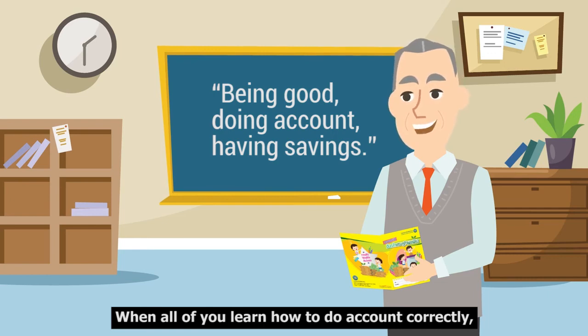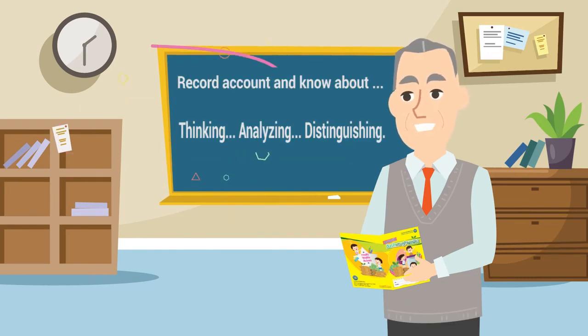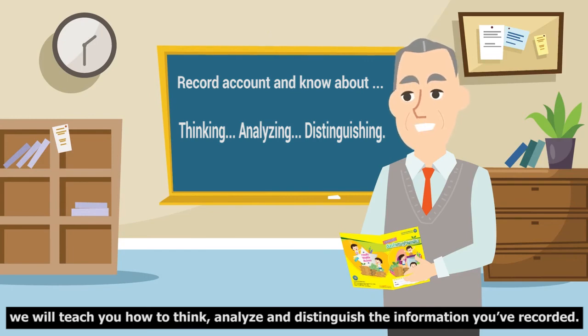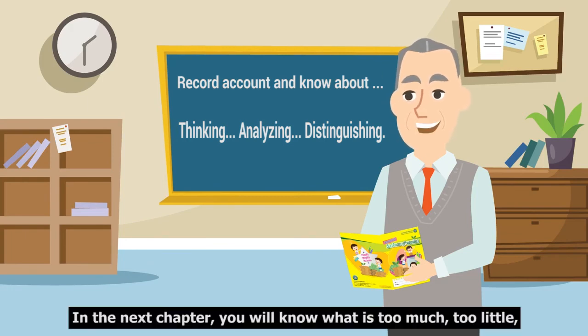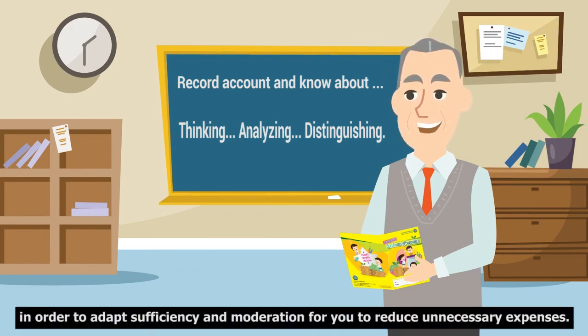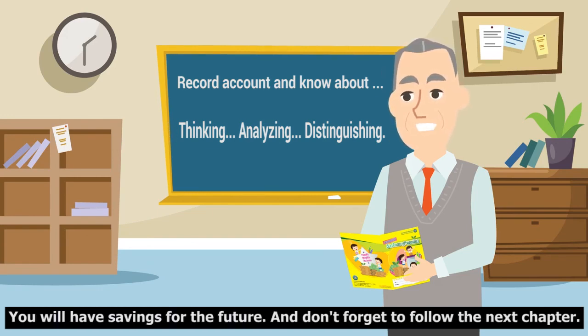When all of you have learned how to do the account correctly, we will teach you how to think, analyze, and distinguish the information you've recorded. In the next chapter, you will know what is too much and too little, in order to adopt sufficiency and moderation to reduce unnecessary expenses. You will have savings for the future. And don't forget to follow the next chapter.